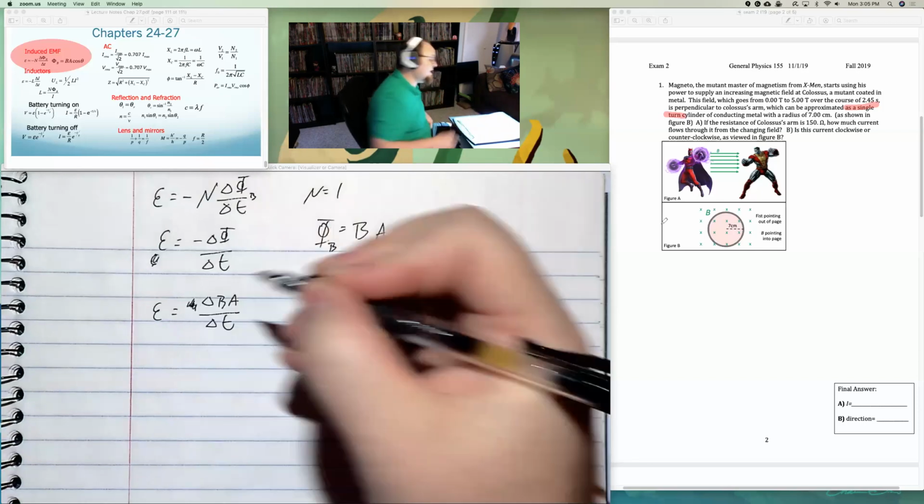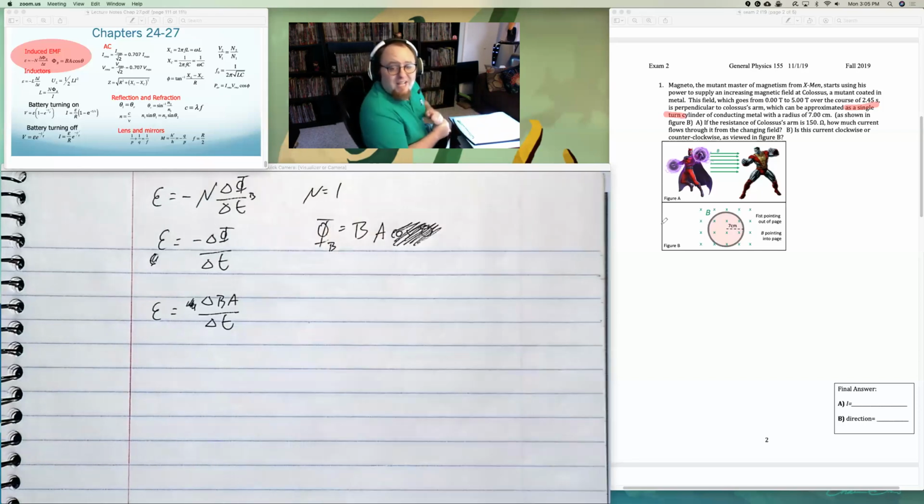The reason why is the negative sign represents direction. The negative sign in itself is Lenz's law. It shows that the induced EMF opposes the change in flux. We're going to use that for part B, where we talk about what direction it's in. But for now, we don't need to include that, because that's just for direction. It has nothing to do with magnitude. Right now, we're looking for the magnitude of this current.